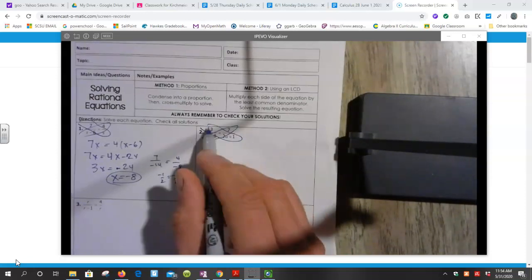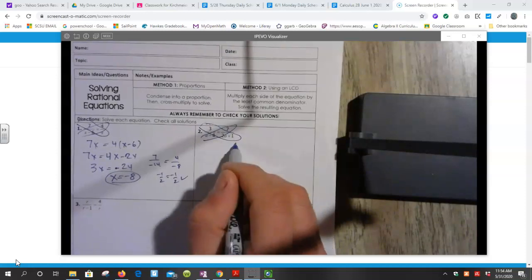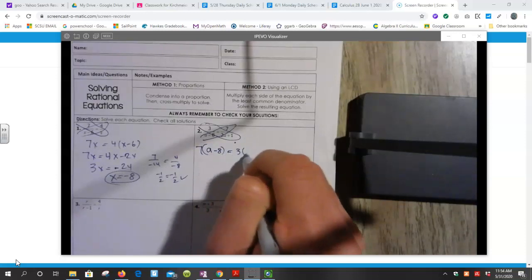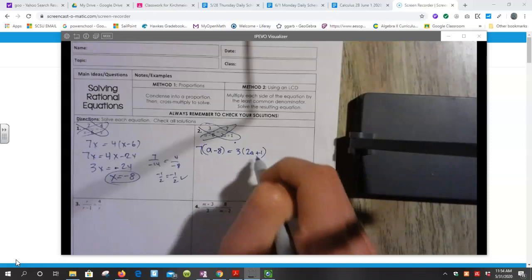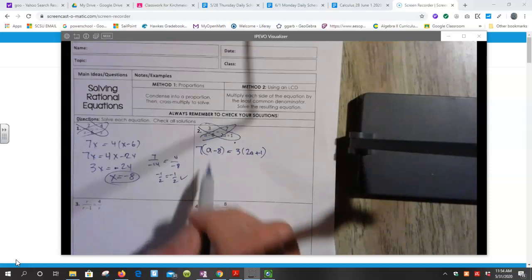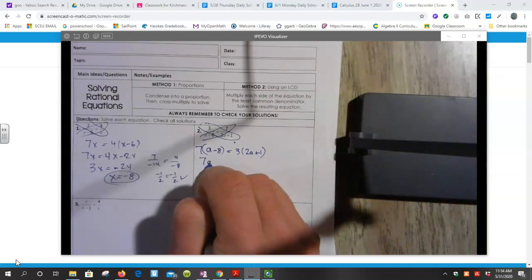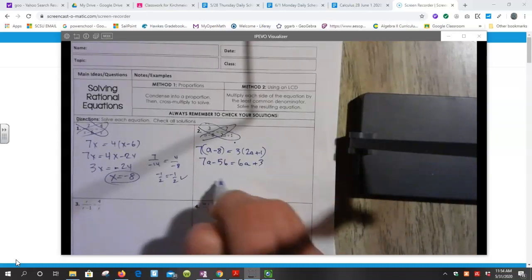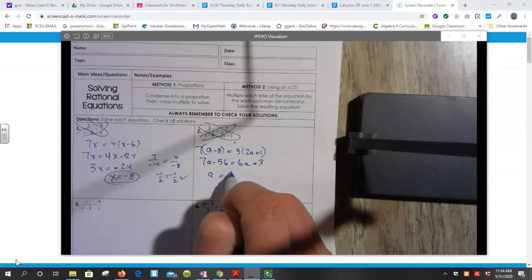Now over here we can also do cross products because we have one proportion equals another. When we have a proportion, two ratios equal to each other, we can use cross products. So a minus 8 times 7 is equal to 3 times 2a plus 1. As long as those values don't make the denominator equal to 0, we're okay. So we have 7a minus 56 is equal to 6a plus 3. So we'll get a is equal to 59.